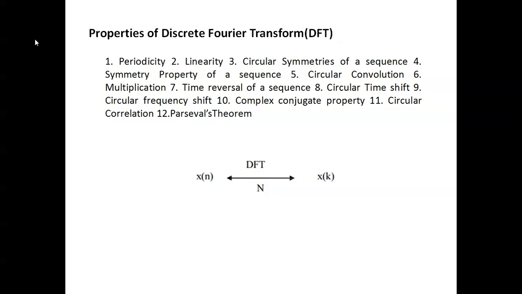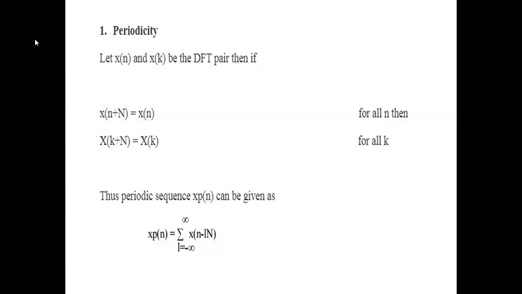So x of n, that's the time domain, will be converted to X of k, the frequency domain, by the discrete Fourier transform. The periodicity: x of n and X of k are a pair. So this is the periodicity formula: x of n plus capital N is equal to x of n for all n, and X of k plus N is equal to X of k for all k. The periodic sequence x of n can be given by the formula x p of n, summation from minus infinity to plus infinity of x of n minus l N.